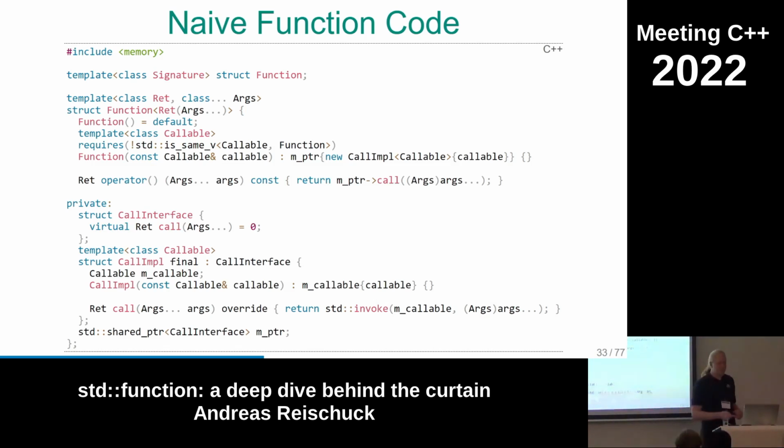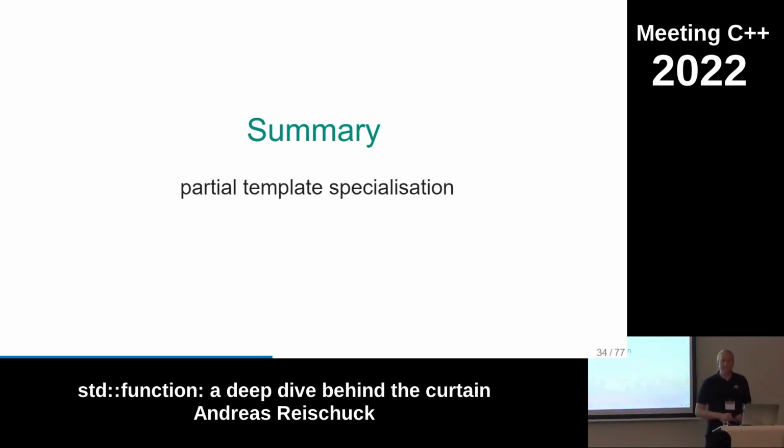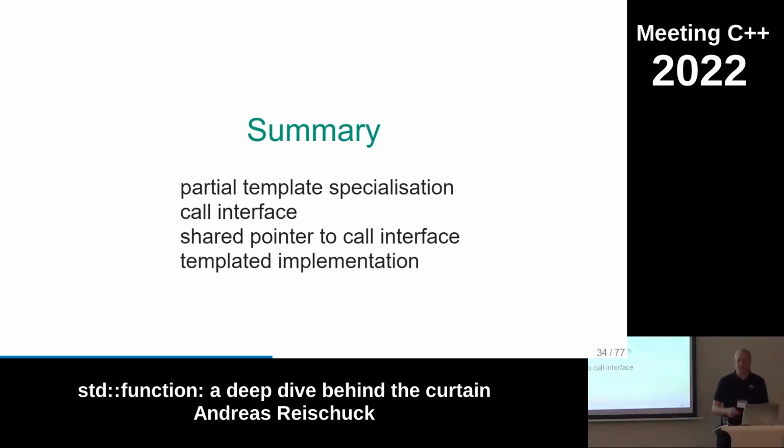Okay, if there are no questions, then let's summarize it again. What have we done? We have used partial template specialization to get one implementation of the function going. We have the call interface and a shared pointer to the call interface, and a templated implementation of this interface, so everything works together now.